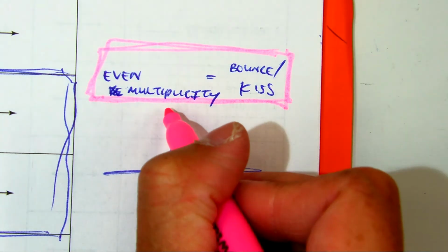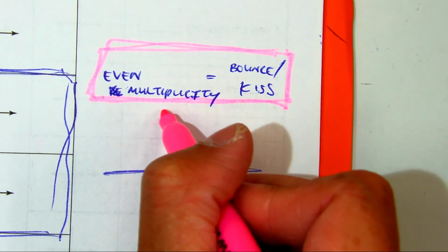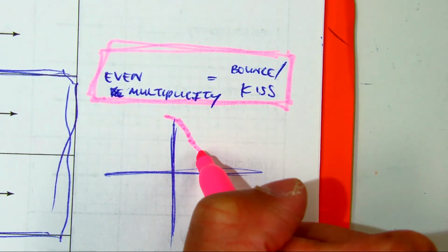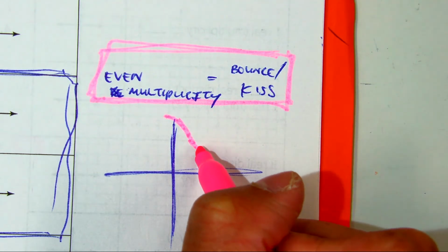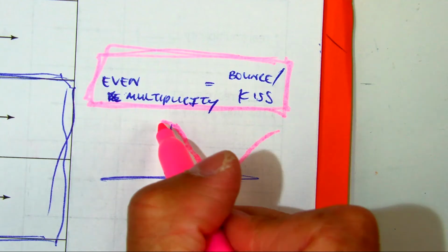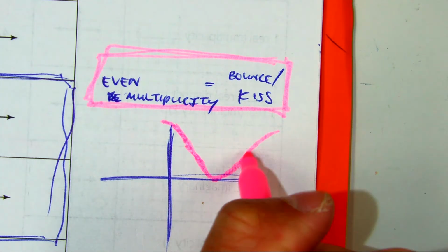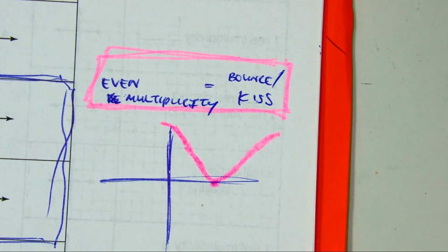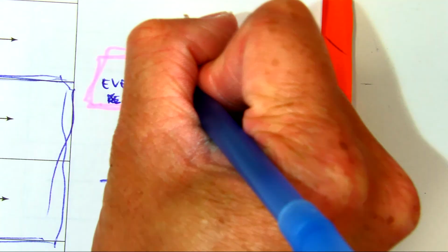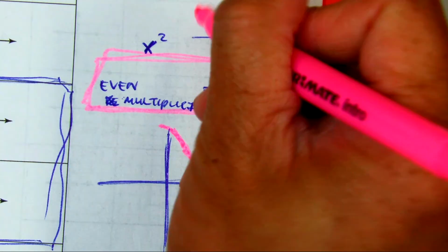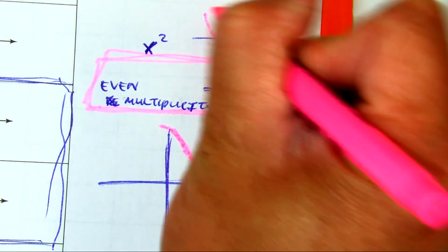You're with your special someone. No one's around. You like each other. You exchanged two texts in the last two days. And then you kiss and run away. It kissed or bounced off the x-axis. Okay? Even multiplicity bounces off or kisses off the x-axis. Just think about that. An example is x squared. X squared bounces or kisses off the x-axis. Does that make sense?